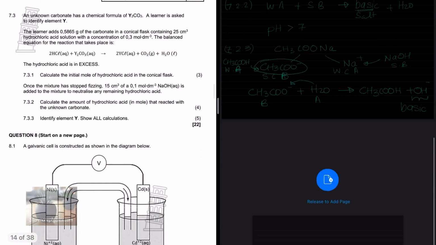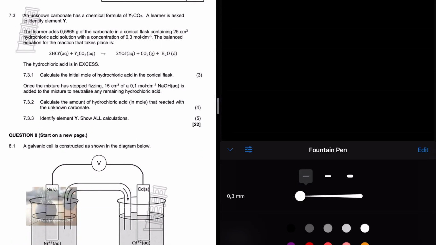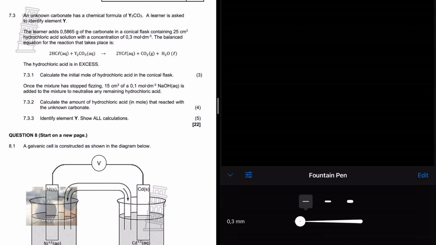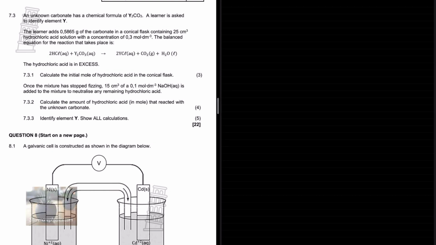Now let's move on. Question 7.3 reads, an unknown element has a chemical formula Y2CO3. A learner is asked to identify element Y. The learner adds 0.5865 grams of the carbonate in a conical flask containing 25 cm cubed hydrochloric acid solution with a concentration of 0.3 moles per dm cubed. The balanced equation is given. The hydrochloric acid is in excess.